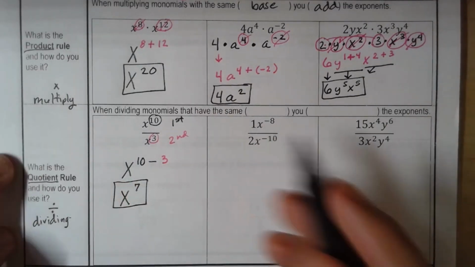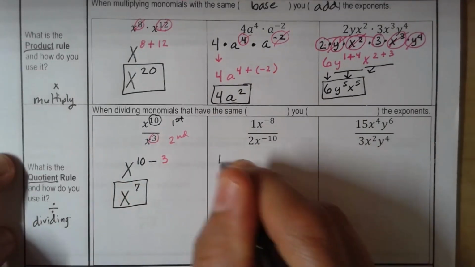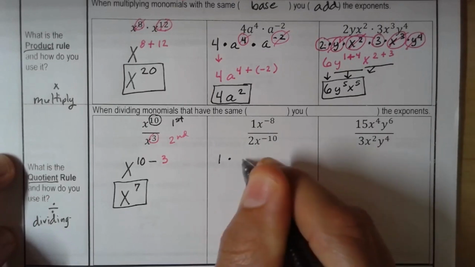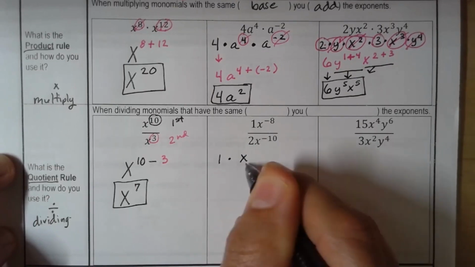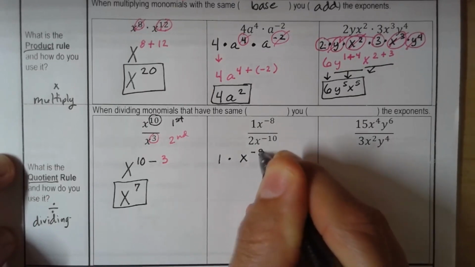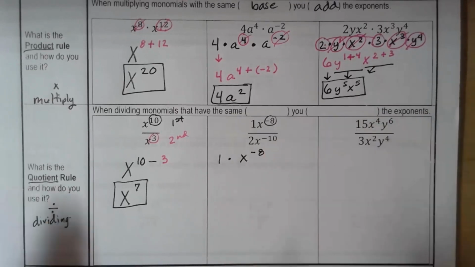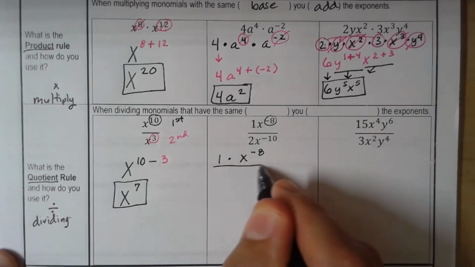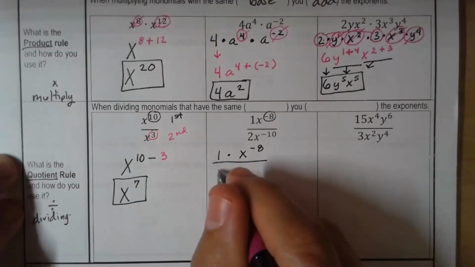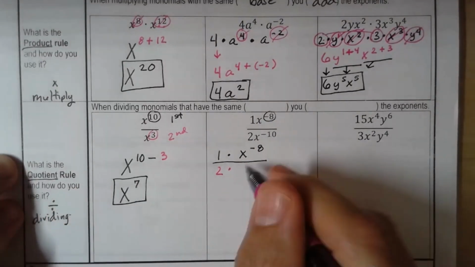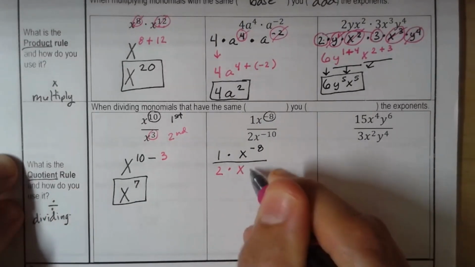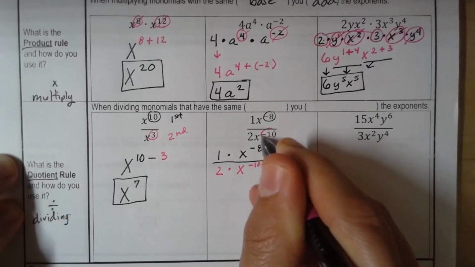So let's take a look at this next one. I am going to write this out to give me some space to spread things out, make it easier to read. So I got 1 times x to the power of negative 8. That's my numerator. And then for my denominator, I have 2 times x to the power of negative 10, right? That negative 10 right there.